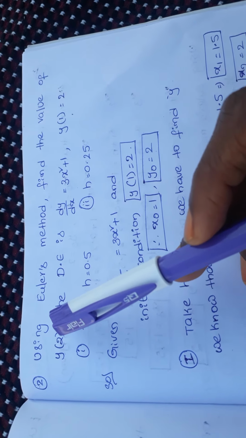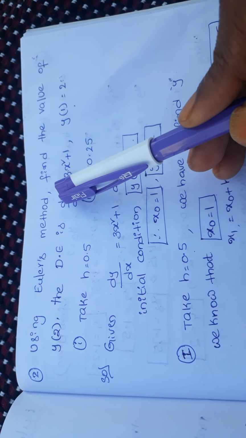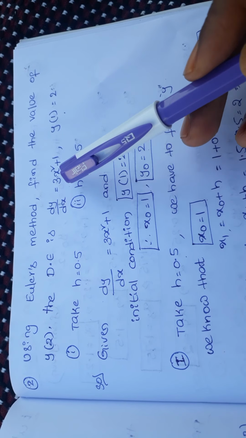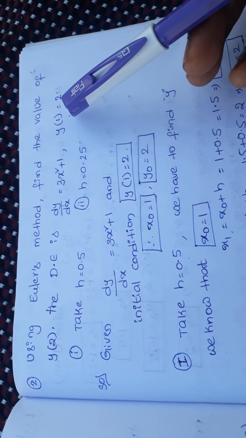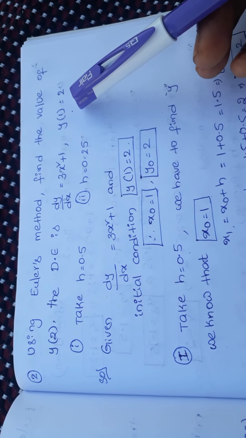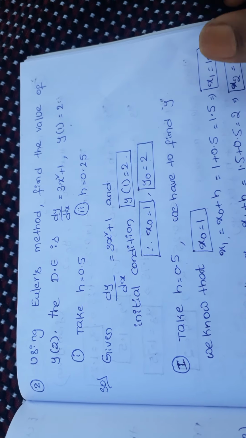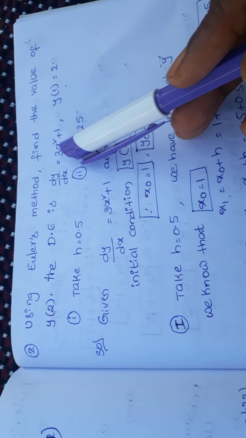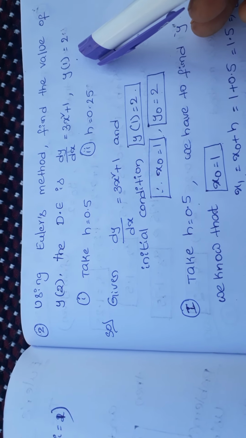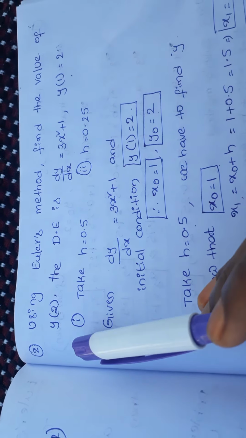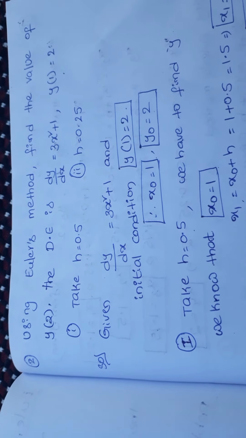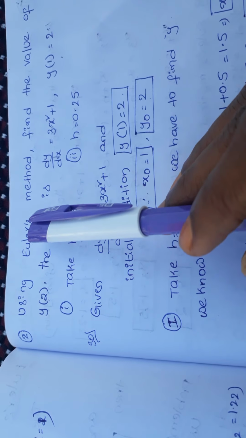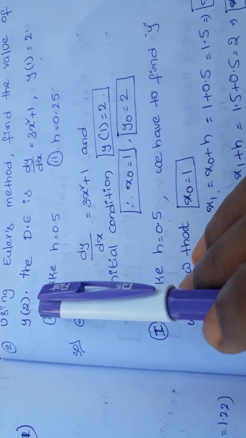Second problem, take a look once. Using Euler's method, find the value of y of 2. The differential equation is dy by dx is equal to 3x square plus 1, and y of 1 is equal to 2 here. So here the differential equation is 3x square plus 1 and the initial condition is y of 1 is equal to 2. We can find out the value of y of 2. Okay, so by using Euler's method.